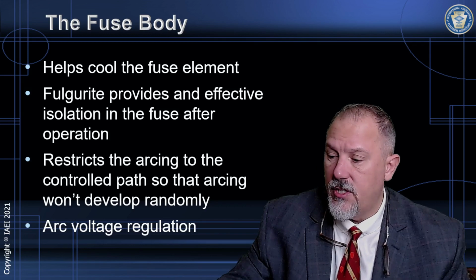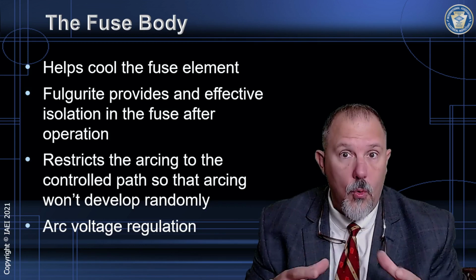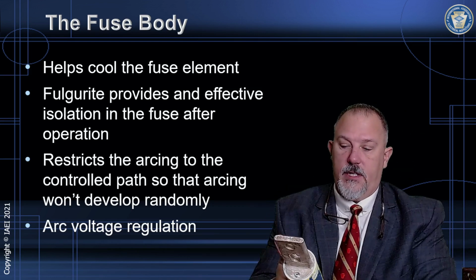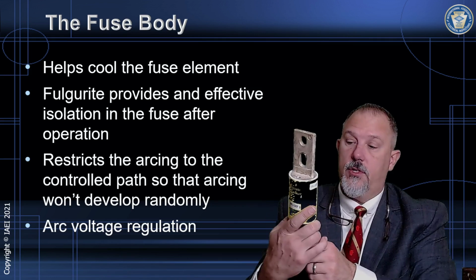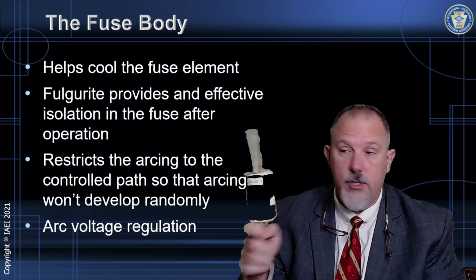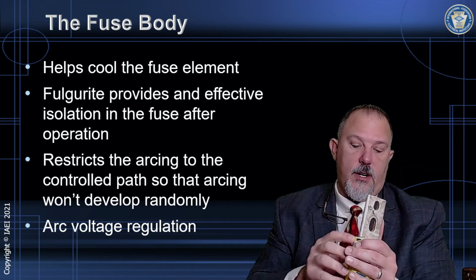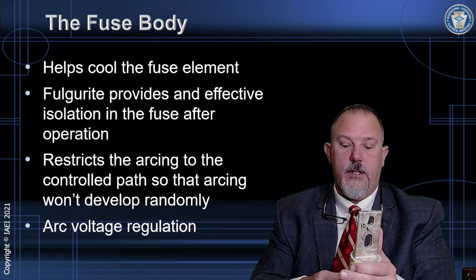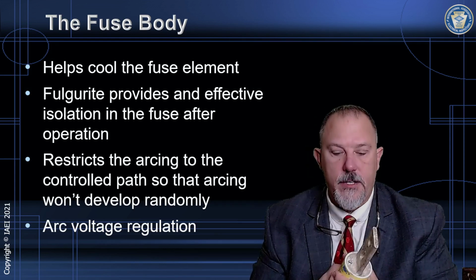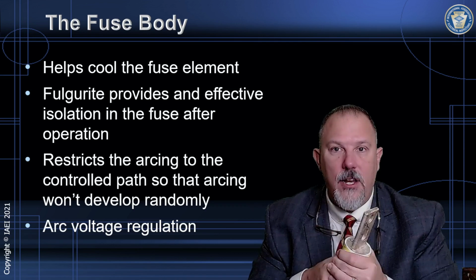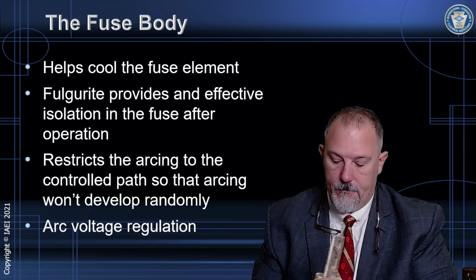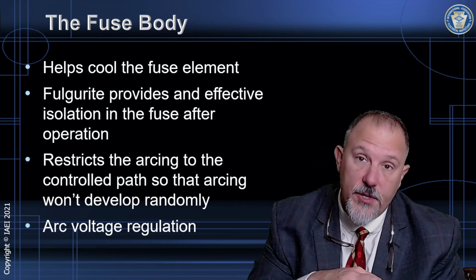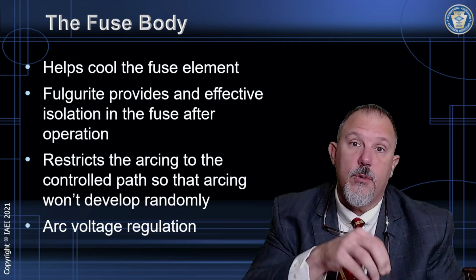In some cases, the fuse body can help cool the fuse itself. This is a KRPC fuse, Class L fuse. This is a 1200 amp fuse. It's got a material on the outside that's a very hard material. It helps cool and contain all of the materials that are inside. It can be porcelain. It could be some sort of fiber.